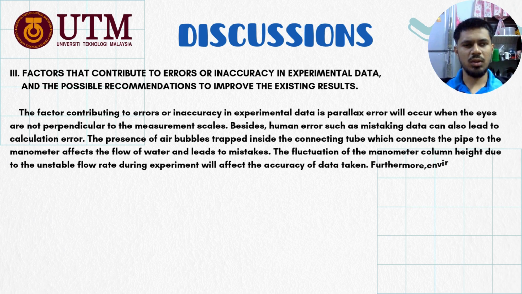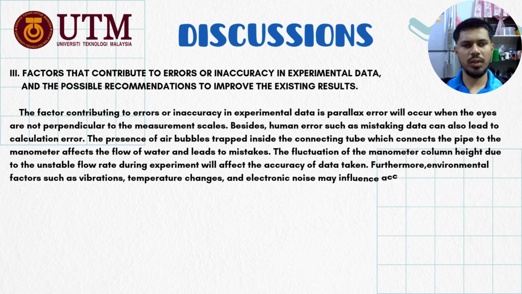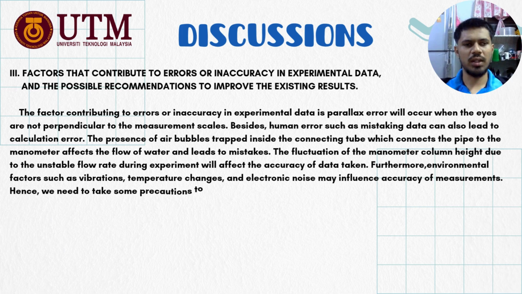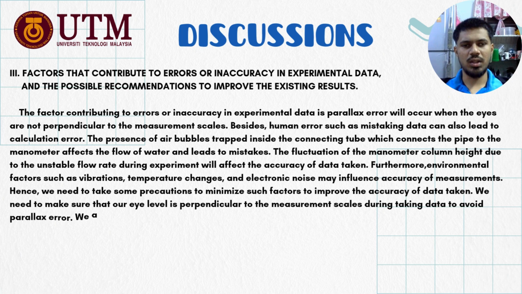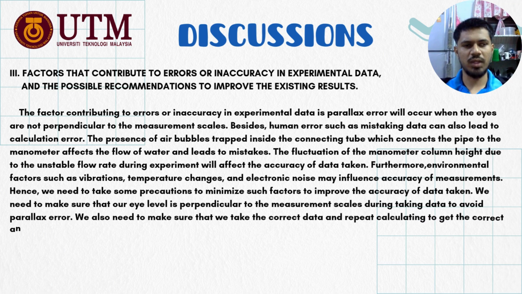The fluctuation of the manometer column height due to the unstable flow rate during the experiment will affect the accuracy of data taken. Furthermore, environmental factors such as vibration, temperature change, and electric noise may affect the accuracy of measurement. Hence, we need to take some precautions to minimize such factors to improve the accuracy of data taken.